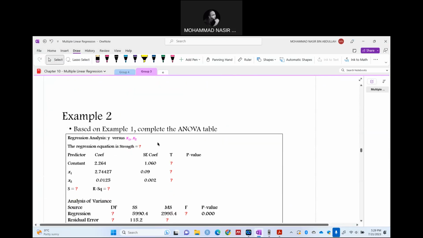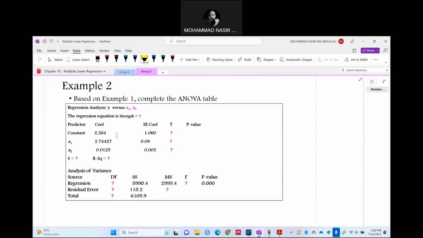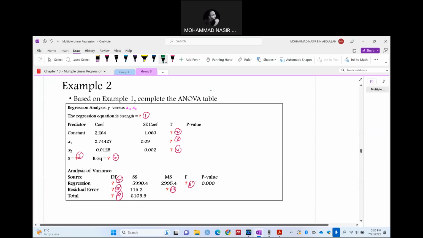So based on example number 1, try to complete the ANOVA table. This is example number 2, right? So let's number these values 1, 2, 3, 4, 5, 6, 7, 8, 9, 10, 11. Right. So how to find number 1, the regression equation?